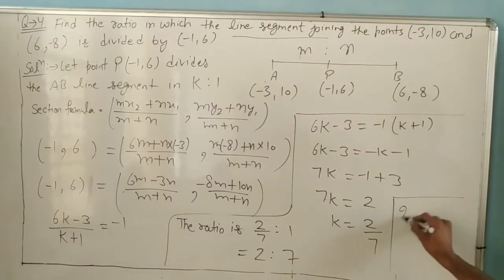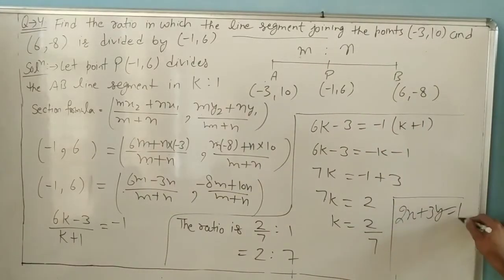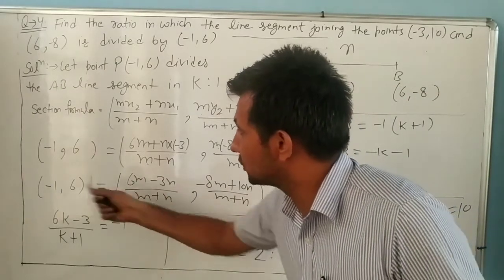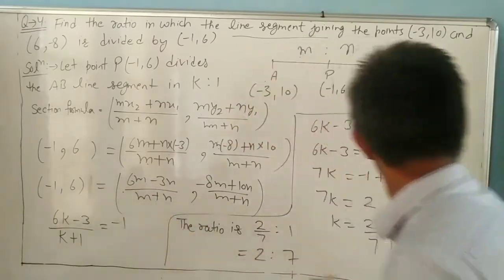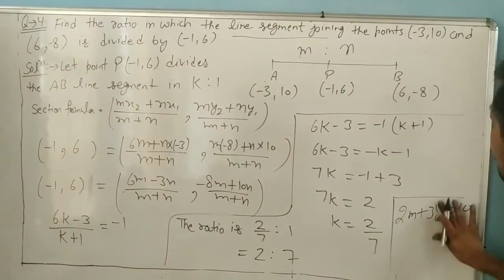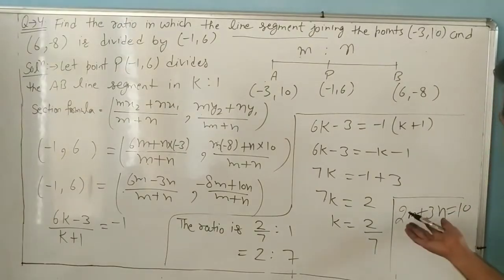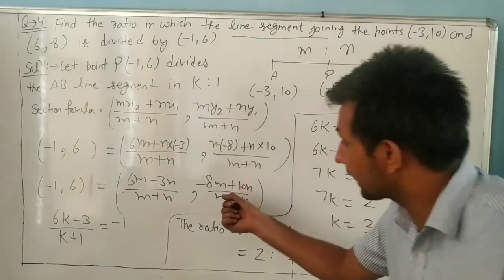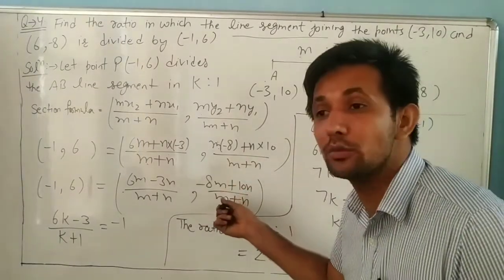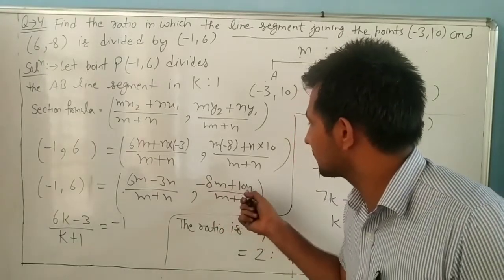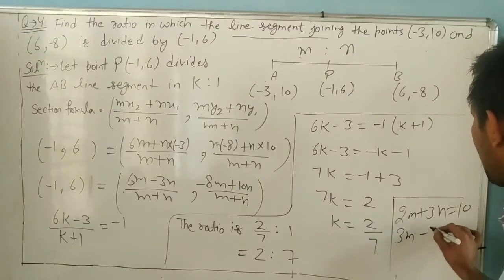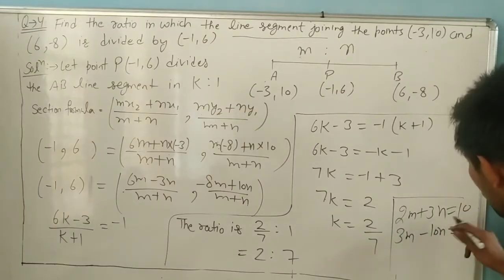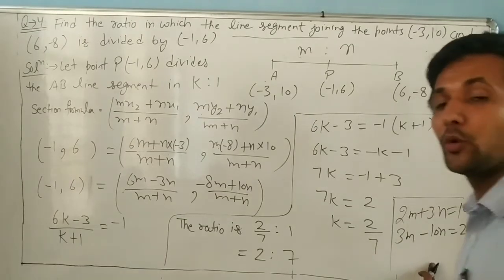Suppose I write any equation, 2x plus 3y equal to 10, find the value of x and y. So the first equation we will make by using this one. It becomes m and n. Suppose it becomes 2m plus 3n equal to 10. So we don't know the values of m and n. So from the second equation we will make one more equation using this one: (minus 8m plus 10n) over (m plus n) equal to 6. And suppose from here comes 3m minus 10n equal to 20. So now again we will solve these two equations. Two equations become, or not?